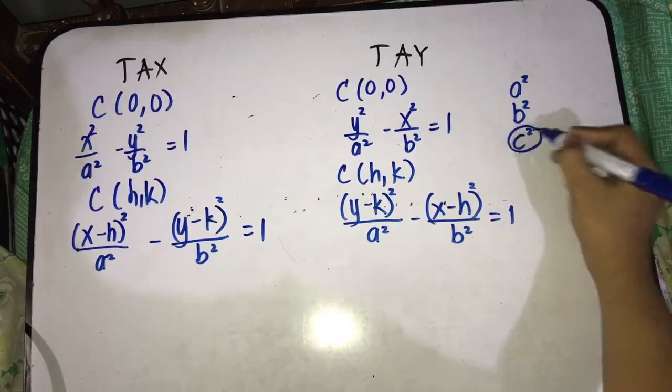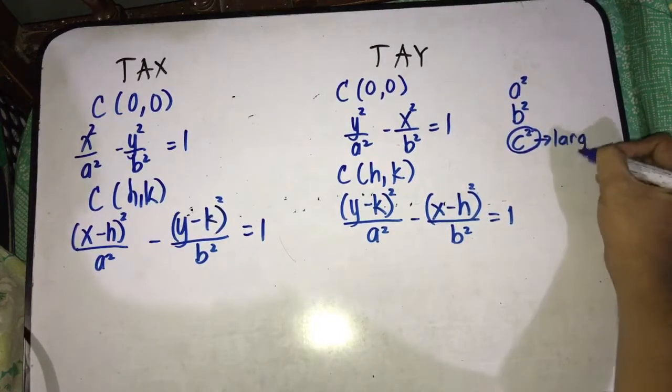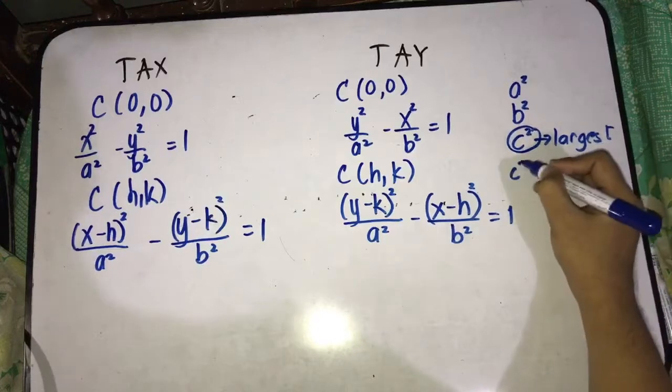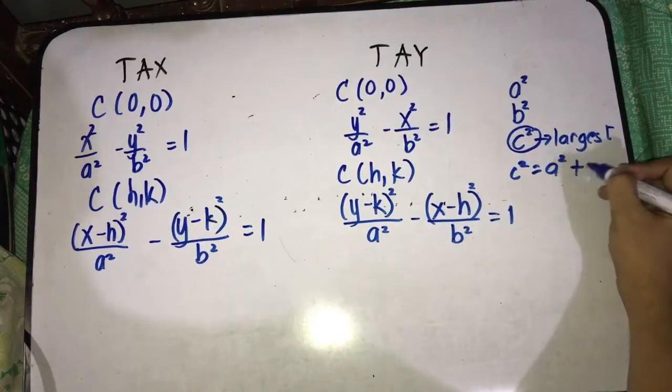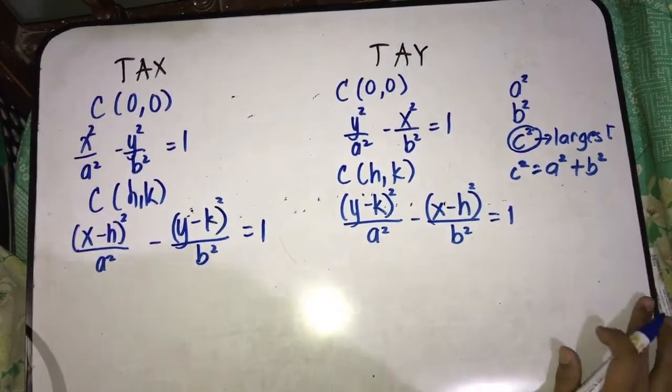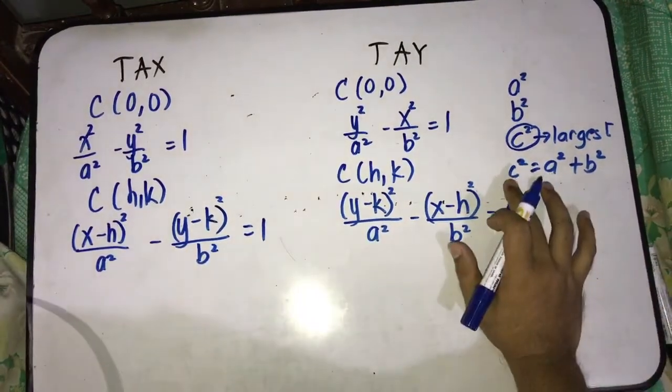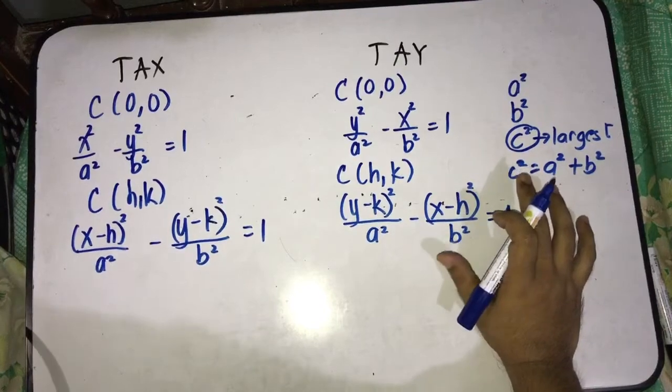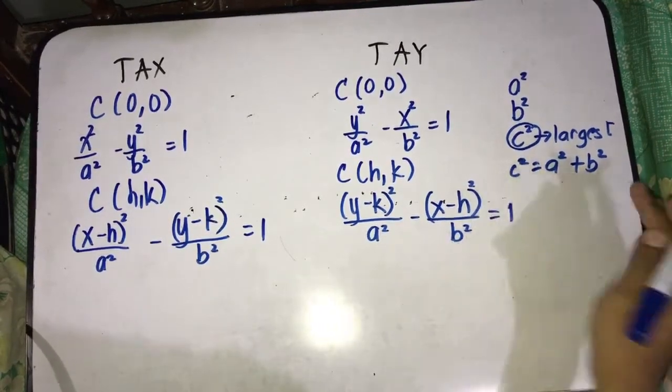We have again three variables. Just like an ellipse, we have a squared, b squared, and c squared. And for the hyperbola, the largest is c squared. Therefore, the formula that we'll be using is c squared is equal to a squared plus b squared. Always remember that c is the largest among the three quantities.